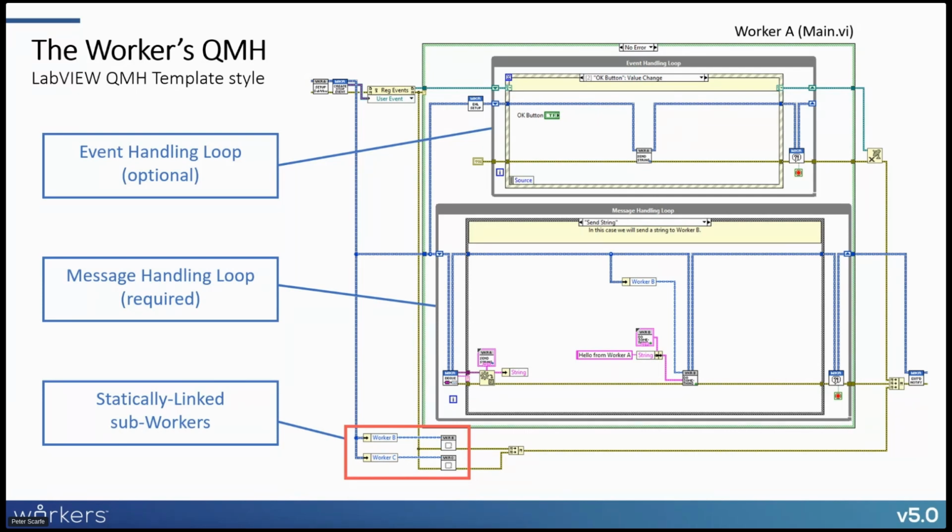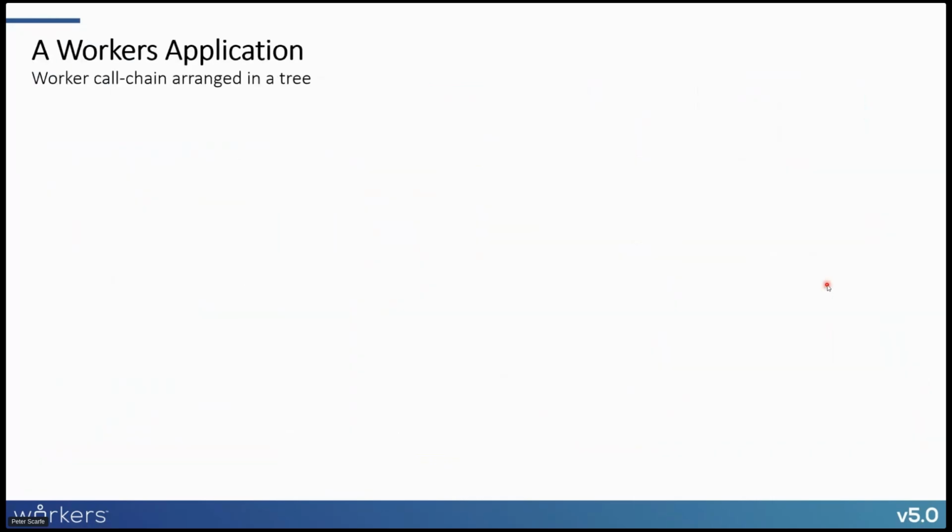And throughout the presentation, I'll sometimes be referring to a Workers queued message handler as the Workers main VI, because every Workers queued message handler exists on a VI in the worker called main VI. Okay, so I just showed you what a Workers queued message handler looks like.